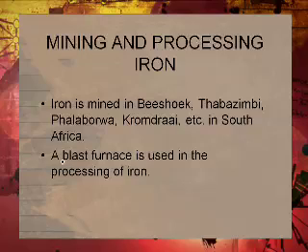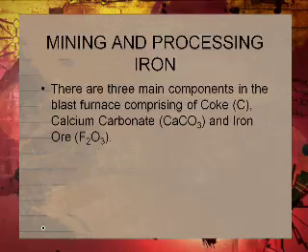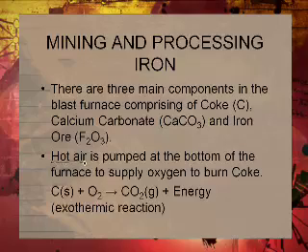When iron is mined, a blast furnace is used to process it. Okay, and what happens there? In the blast furnace, we've got three main components, comprising coke, which is carbon, then the next layer, which is calcium carbonate or marble, and then we've got the iron ore section, which is iron(III) oxide. Hot air is pumped through the bottom of the furnace to supply oxygen to burn coke.